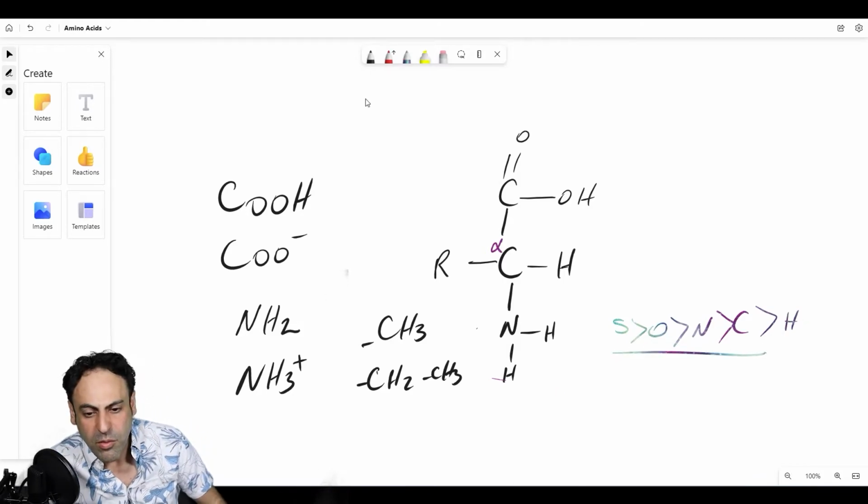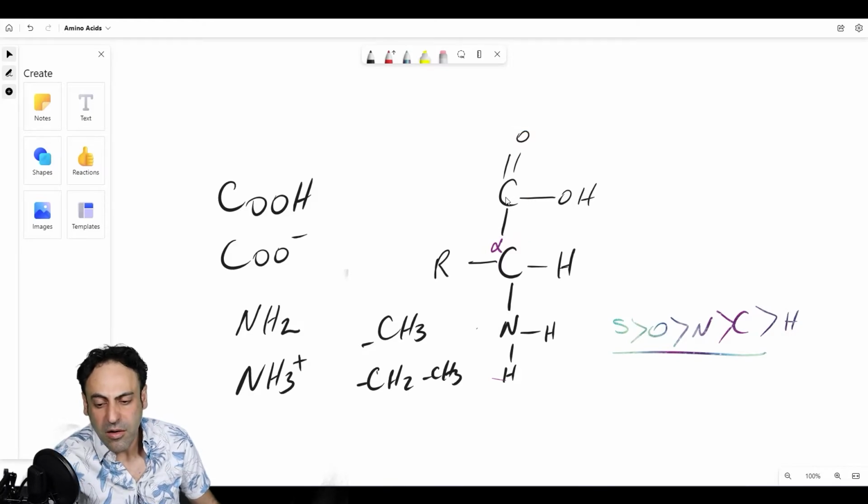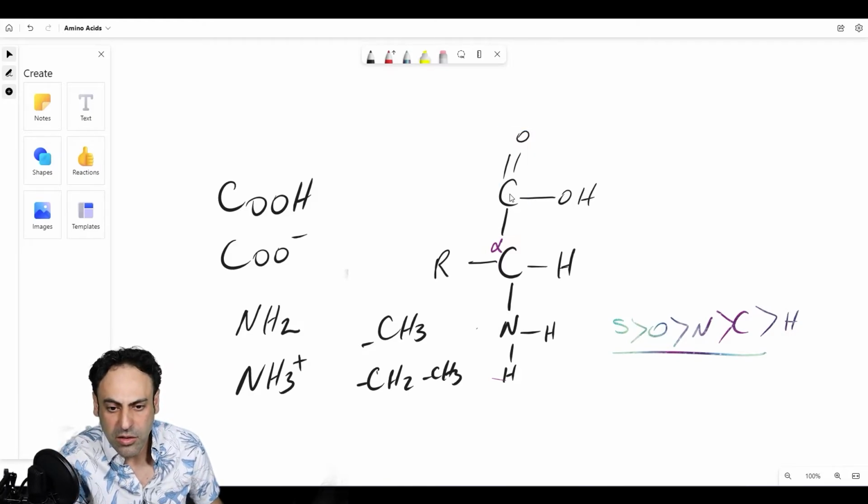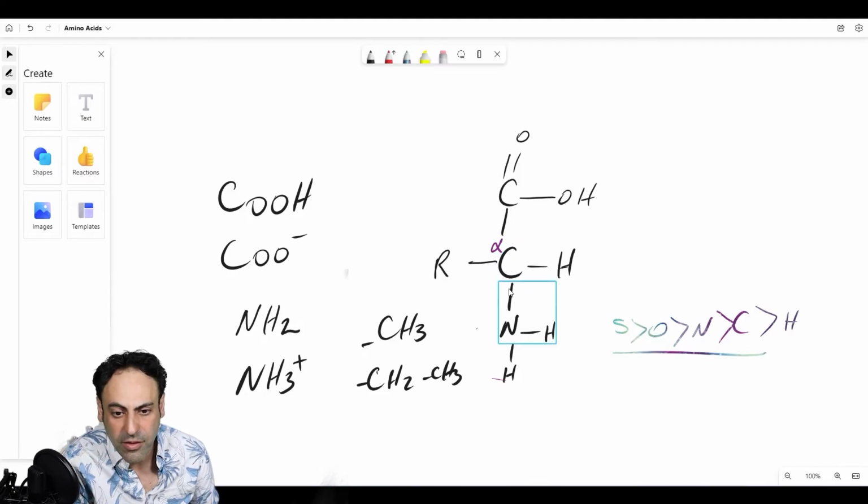Okay, but there's one problem actually. Some of the students confuse this carbon right here with alpha carbon, and they say, why don't you choose this one? Because this carbon is part of the carboxyl functional group, so it cannot be alpha carbon. This is the alpha carbon because it's connected to the N, and nitrogen has a higher priority than the C, which is carbon here.